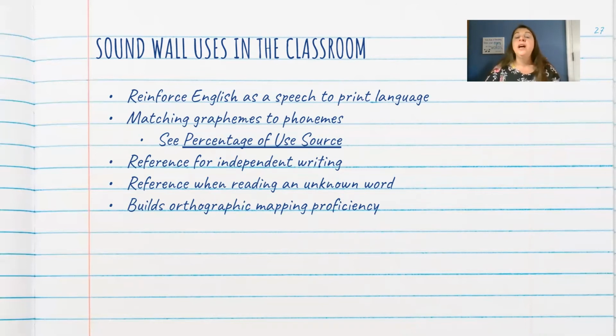We've been learning a lot about orthographic mapping and how the brain stores and learns words, and we know that attaching the sounds to the letters is essential in students being able to learn and remember words so that they can read them as if by sight. And having an anchor chart like a sound wall in a classroom really helps students to internalize those features of language so that they will be able to better store those words in their long-term memory.